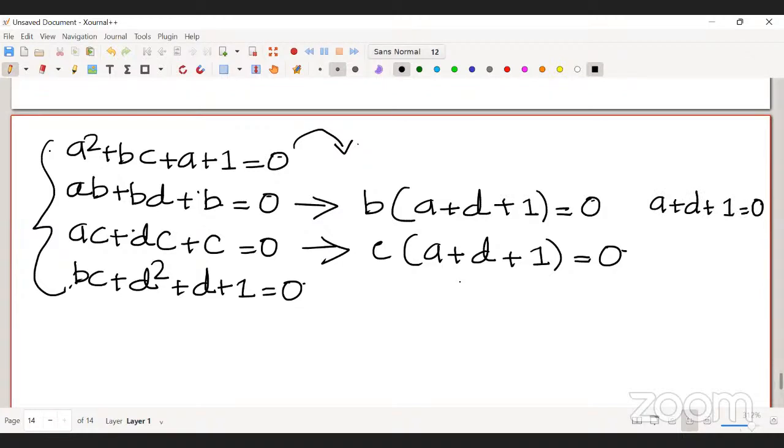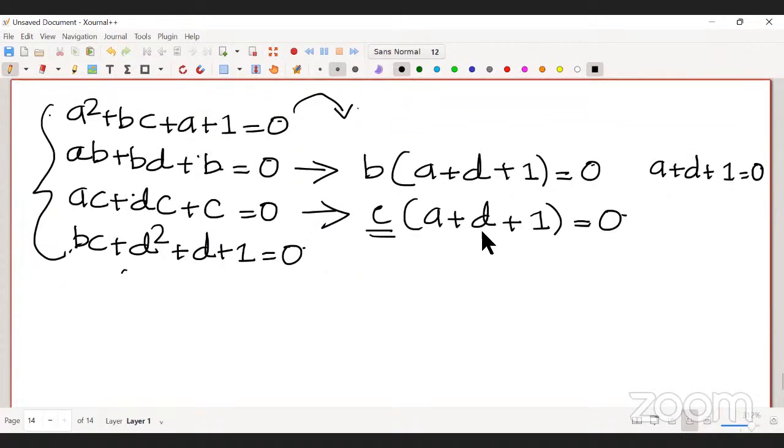And similarly, you can check that C also cannot be 0. If C is 0, then this becomes D square plus D plus 1 equal to 0, and then you will get a complex solution for D, but we don't want any complex solution. So similarly, C cannot be 0 and B cannot be 0. So what we have is A equal to minus D minus 1, right?